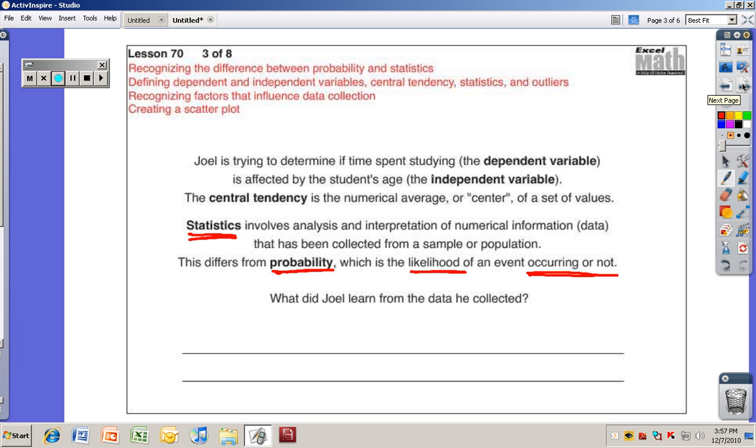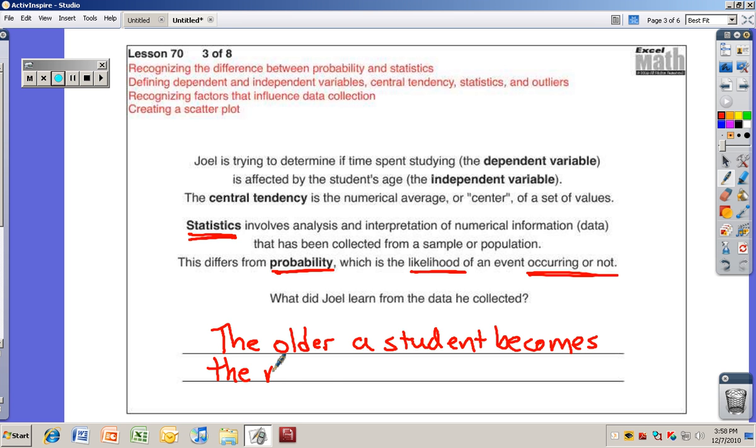Okay, what that would tell him is that the older a student becomes, something like this. Your wording doesn't have to be exactly the same. The more, a lot of people would put they, but it's actually he or she studies. Or something like older students study more than younger students, or something like that.